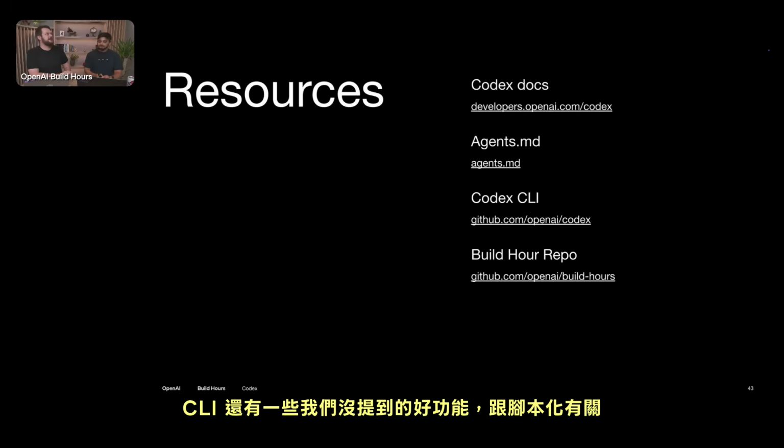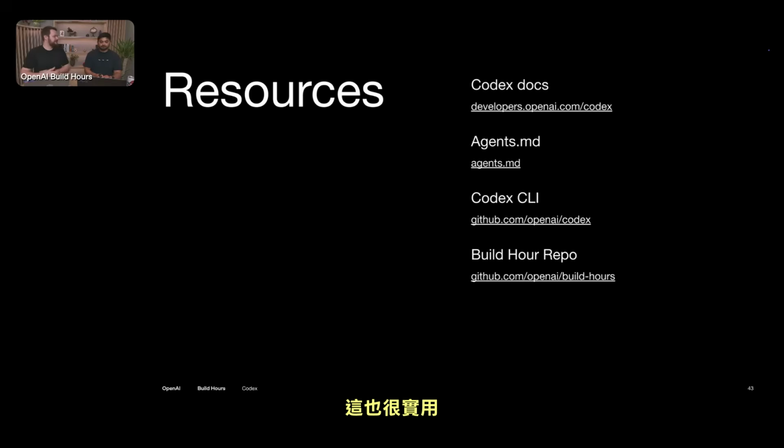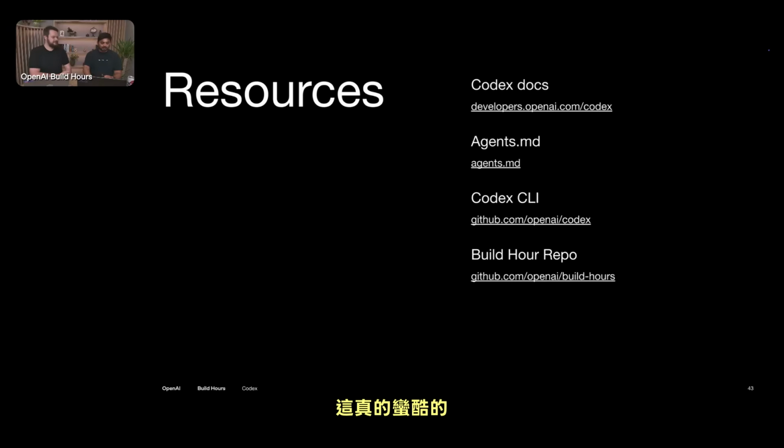The CLI also has nice features we didn't cover around scriptability. You can write codex exec and a command, and it will operate on that particular command. So if you have things that you want to automate, this can be incredibly helpful. Or if you want to run multiple Codexes in parallel without having to manage everything in your code editor, that can be helpful as well. Yeah, you can just set it up in a Docker container somewhere and wire up your own automations if you want to. So that's pretty cool.